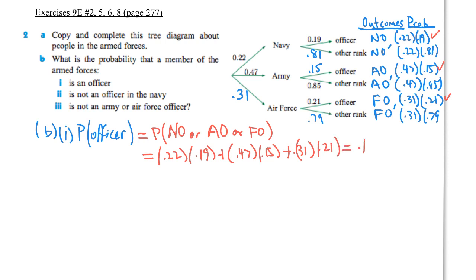Okay, so if I do that, I got 0.1774, just writing the exact answer down. Part 2, not a Navy officer.